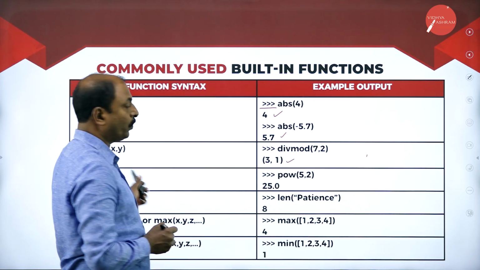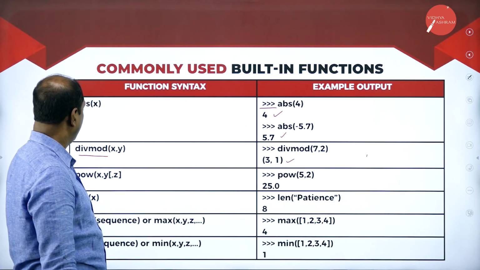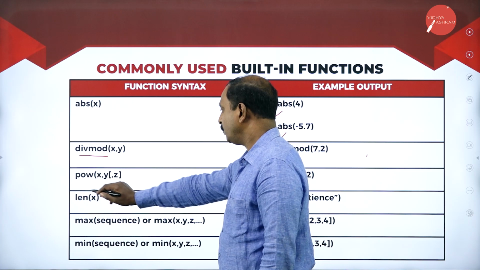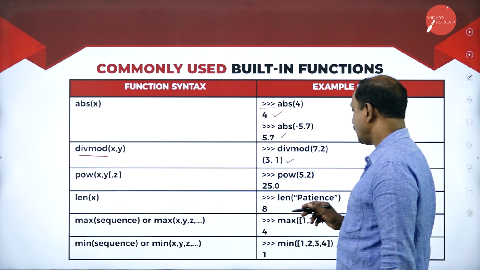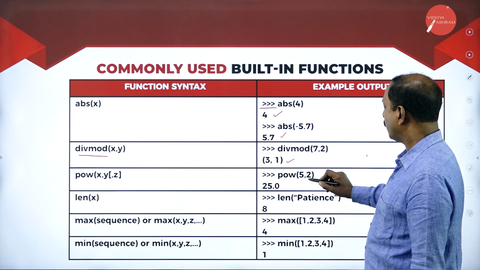So this is one of the inbuilt functions. Next one is pow of x comma y comma z here. So the meaning here is pow of 5 comma 2.